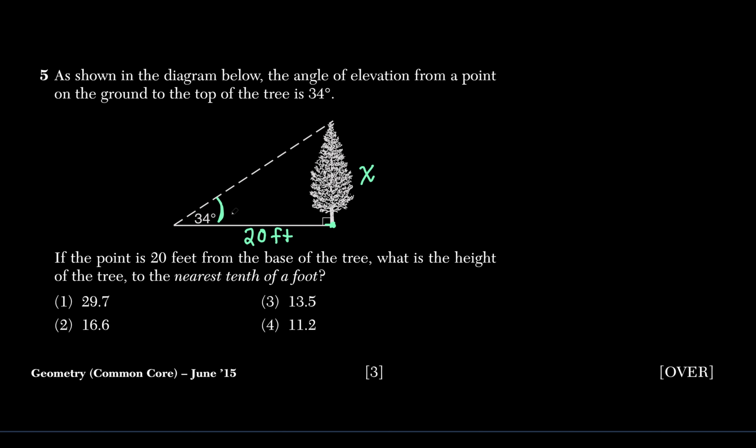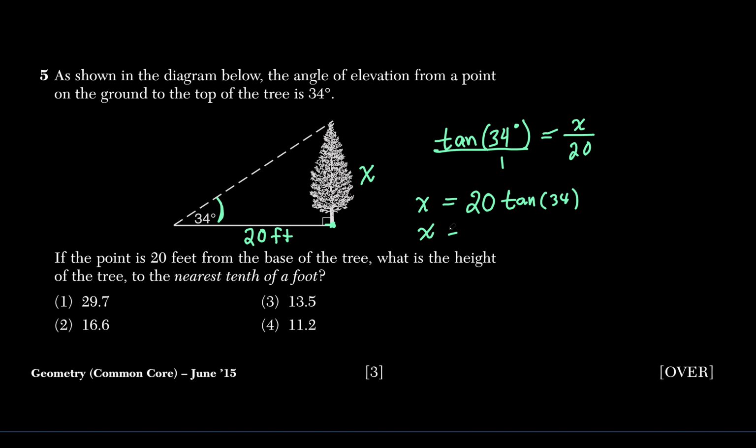So what do we have? We are looking for opposite over adjacent, so that's the tangent. So the tangent of 34 degrees is equal to the opposite over the adjacent. Well, by mere cross multiplication, I will get that 20 tangent of 34 is equal to x. And if you calculate this correctly, the value of x is roughly 13.5, which makes choice 3 the correct answer.